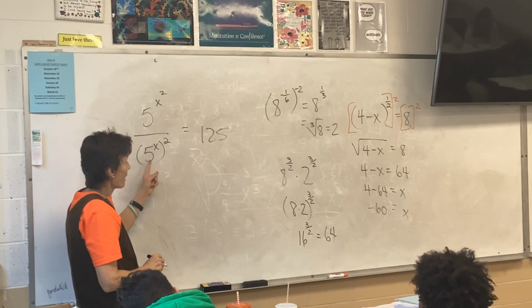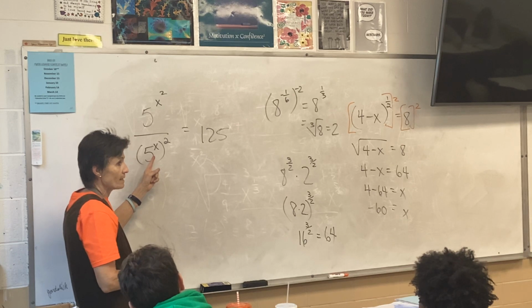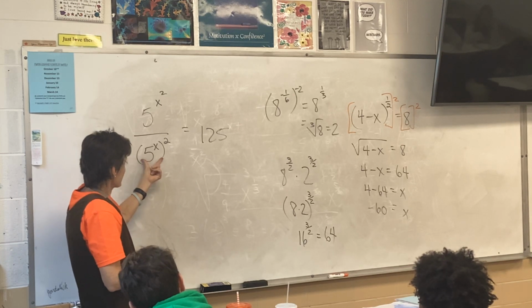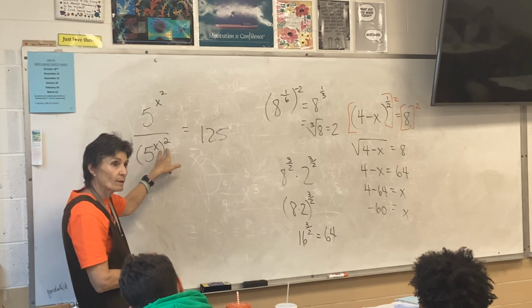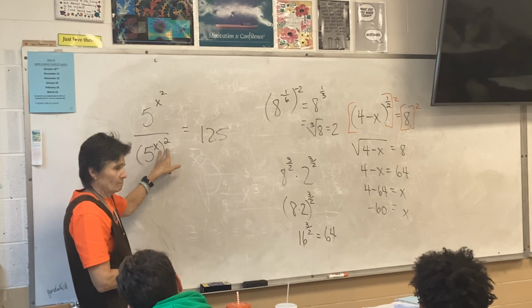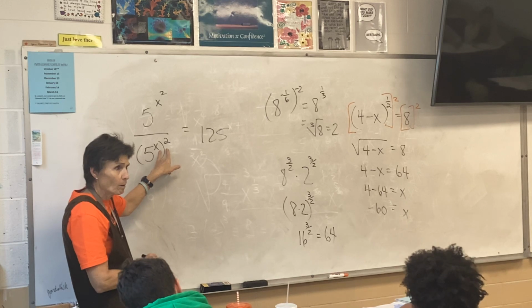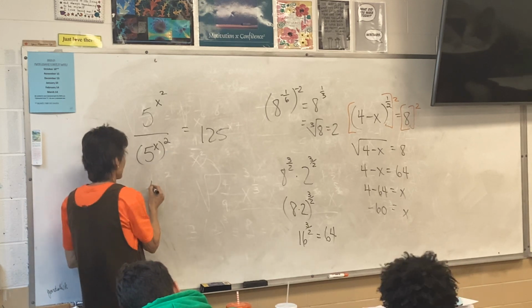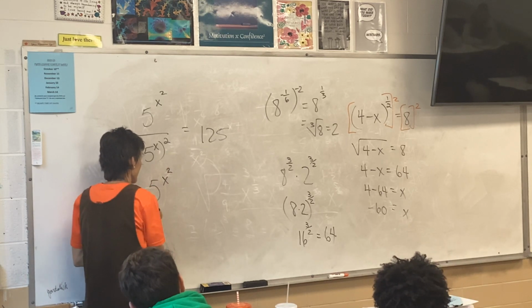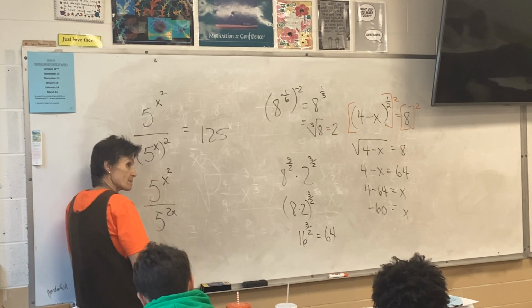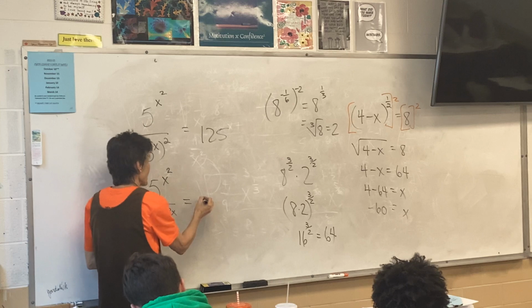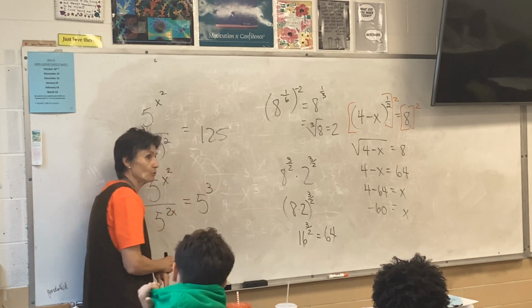First of all, what's happening here? I'm raising this to another power. So what am I going to do to those exponents? Multiply them, right? I'm going to multiply them. So this is 5 to the x squared over 5 to the 2x, and that equals 5 cubed.